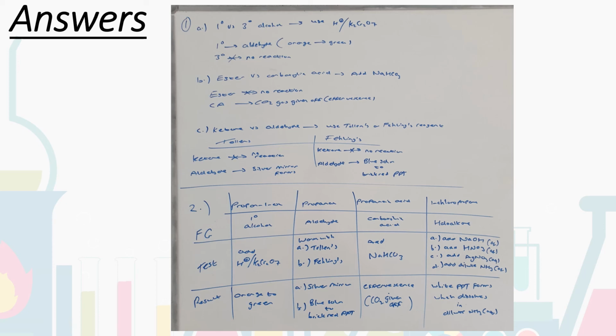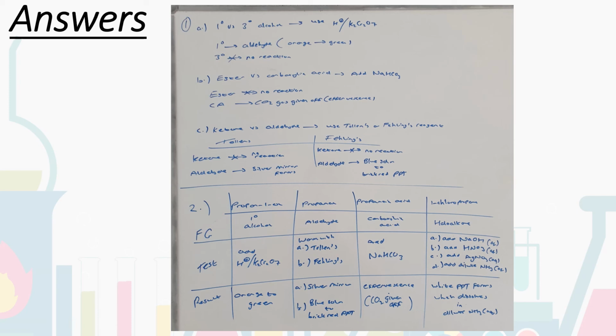And then question 2 was we have these 4 unlabelled bottles of liquid. We knew that they were either propan-1-ol, propanal, propanoic acid, and 1-chloropropane. So how could we test between all of those? The way that I approach this kind of question is to set it out as a table. So I'm listing what the functional group is in each of these molecules.